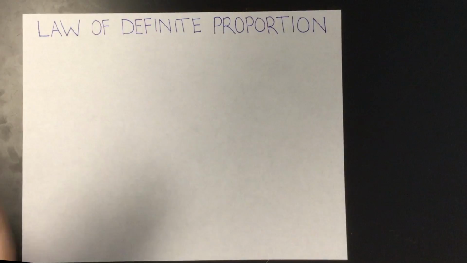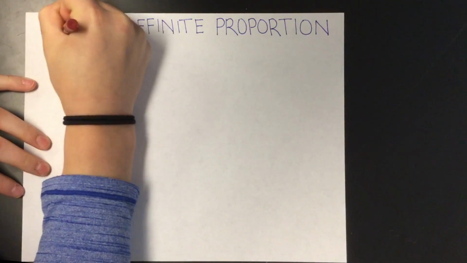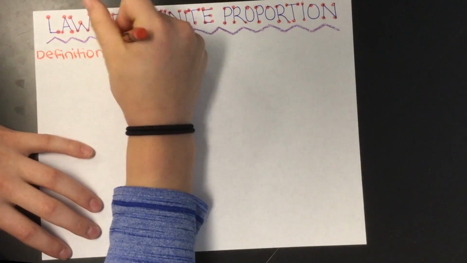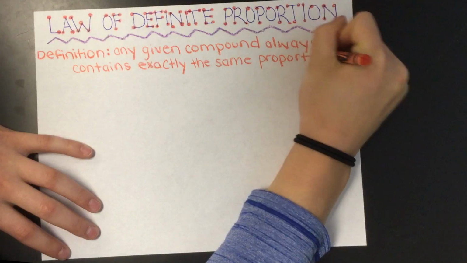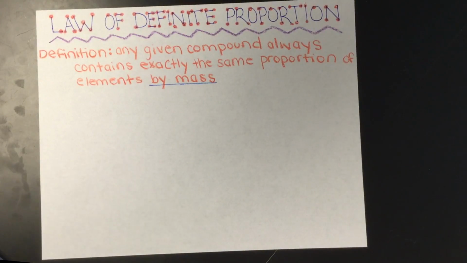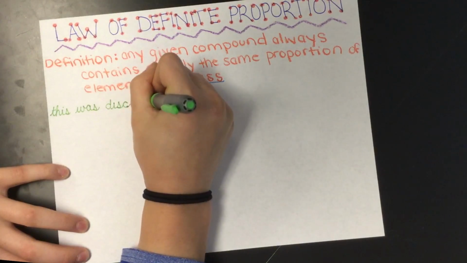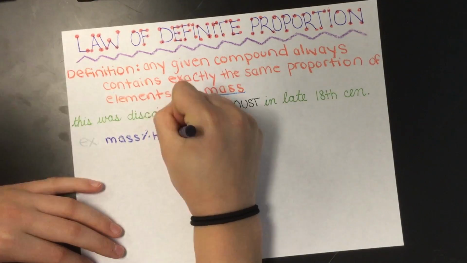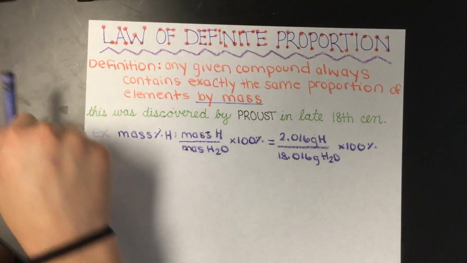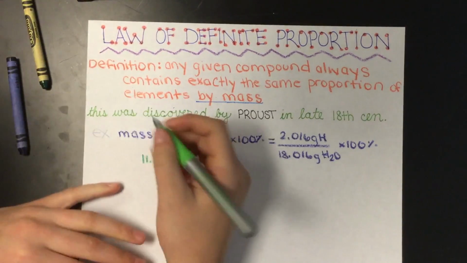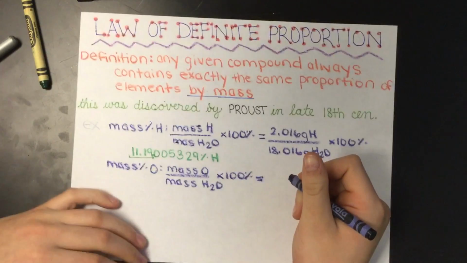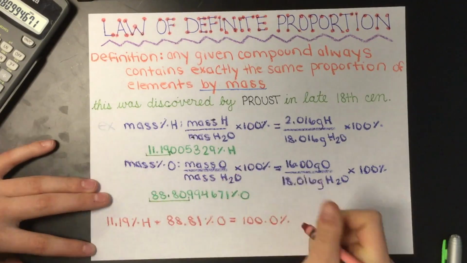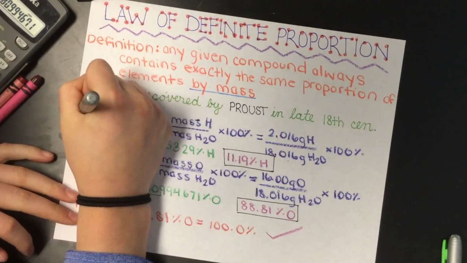The law of definite proportions states that any given compound always contains exactly the same proportion of elements by mass. This was discovered by Joseph Proust in the late 18th century. An example would be finding the mass percent of hydrogen and the mass percent of oxygen in H2O. First, divide the mass of each element by the total mass of H2O and multiply it by 100%. If this is done right, the sum of both of the mass percentages should equal 100%.